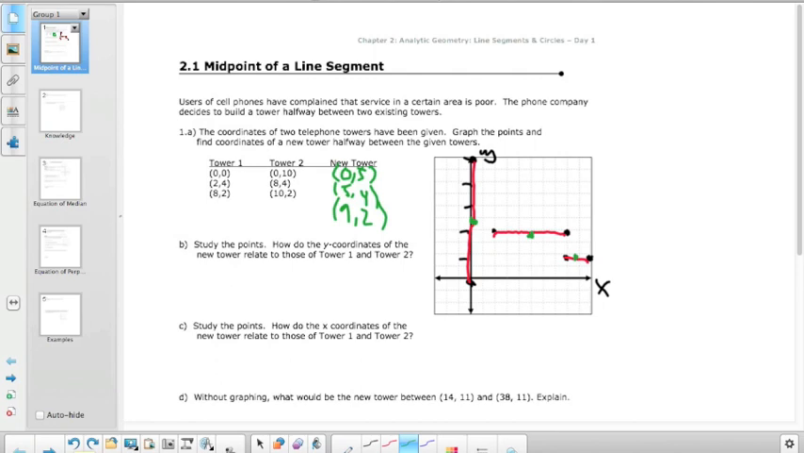So part B says, study the points. How do the y coordinates relate to tower 1, tower 2? And how do the x coordinates relate? That's part C. So how do our x and y coordinates relate to one another?